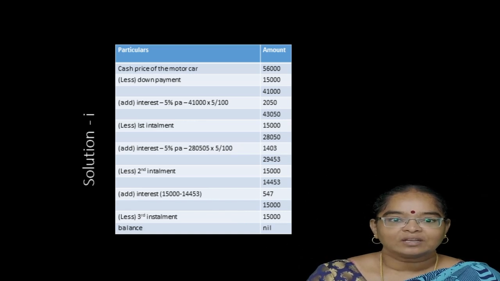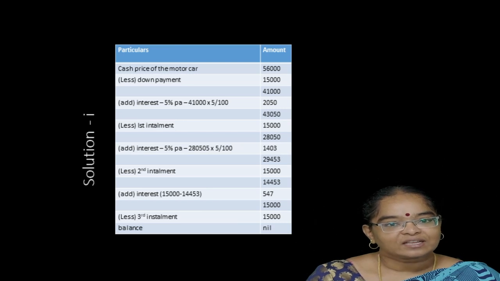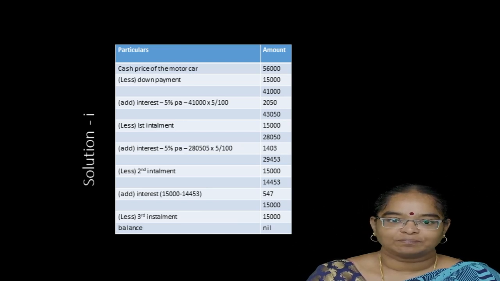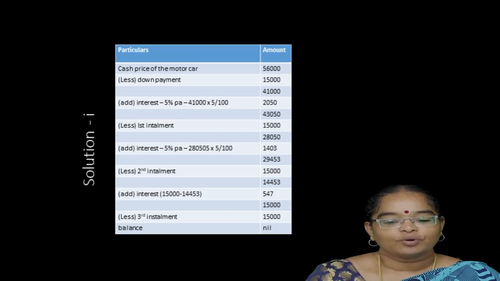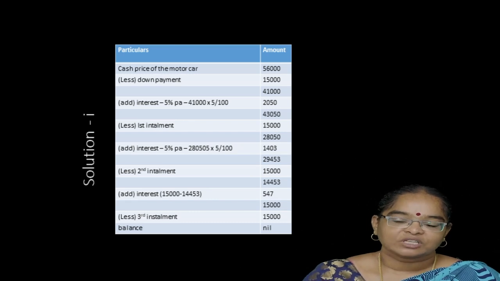In the beginning of the second year, the balance amount is 28,050. You have to compute interest on 28,050. It is 1,403 rupees. The 1,403 is added with 28,050. And at the end of the second year, the second installment money rupees 15,000 is paid. So the remaining balance at the end of the third year is 14,453.